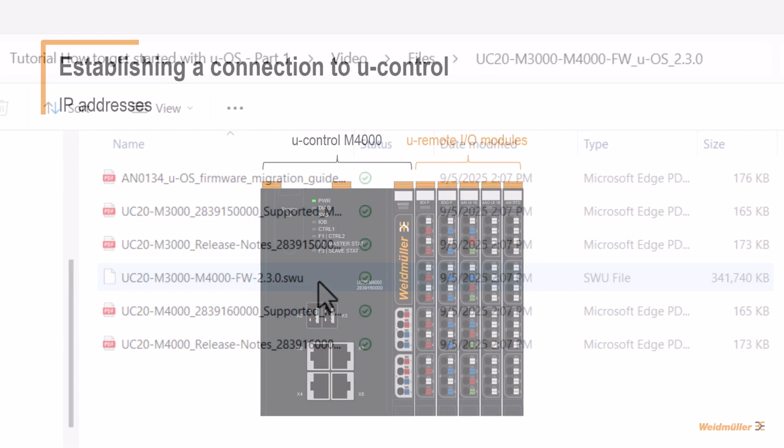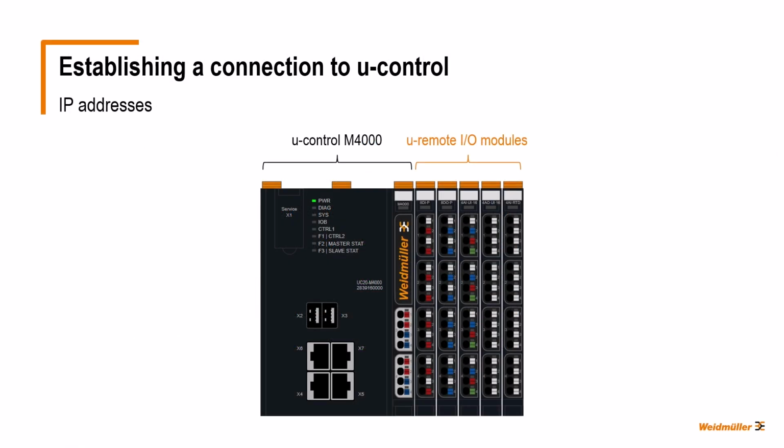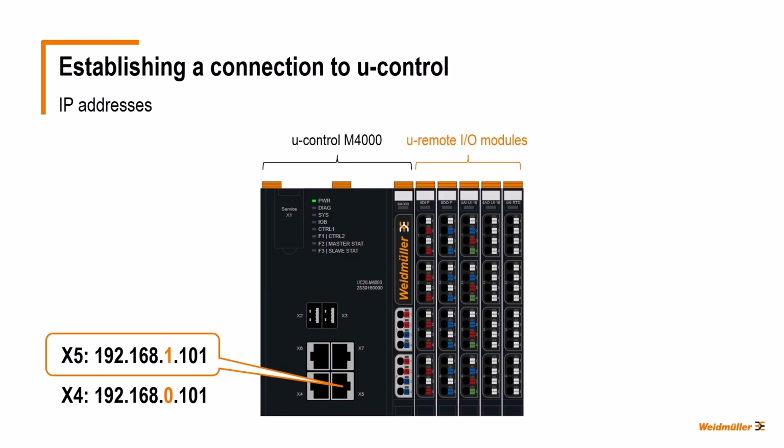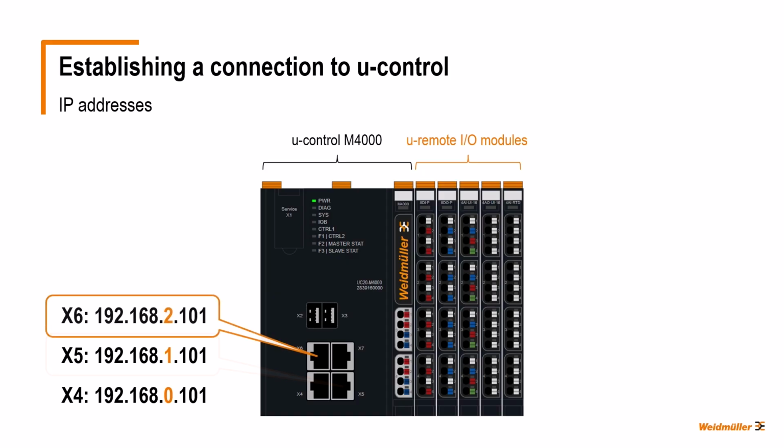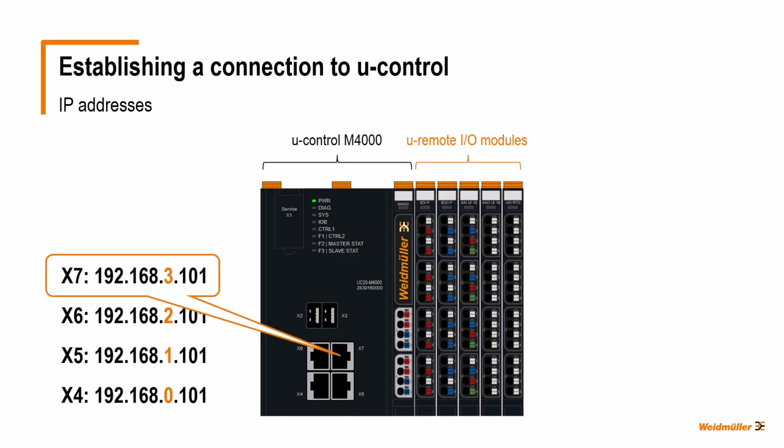To do this, first connect your PC or notebook to the UControl, in our example to the M4000, shown here with Uremote modules connected to the backplane bus. You can establish a connection via one of the Ethernet ports. These have the following IP addresses by default: X4, 192.168.0.101, X5, 192.168.1.101, X6, 192.168.2.101, and X7, 192.168.3.101. Alternatively, you can use a connection via a USB-C interface on service port X1.